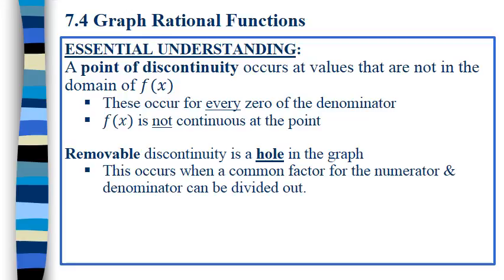One is removable. That is, the discontinuous piece of the graph can be removed to create a continuous function. So the graph will look like a normal graph, and then all of a sudden you'll have an open circle that is the hole of the graph. It occurs when a common factor is divided out.